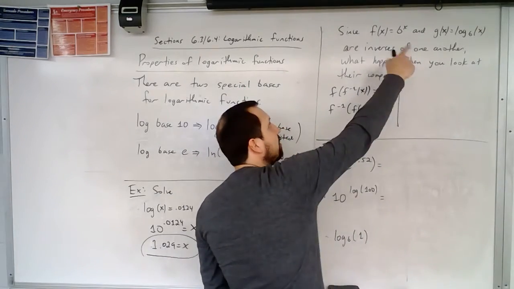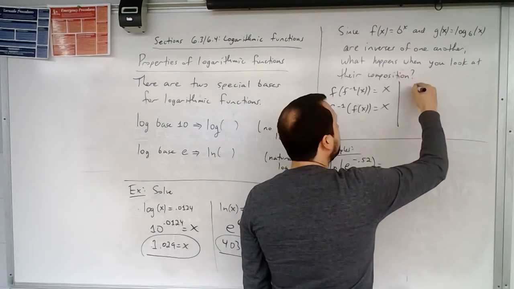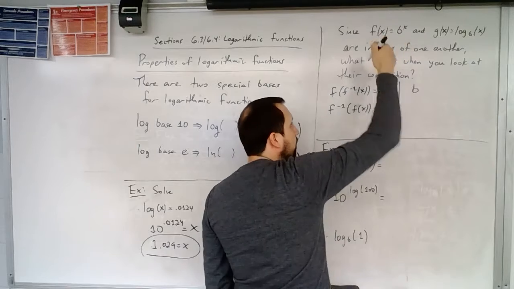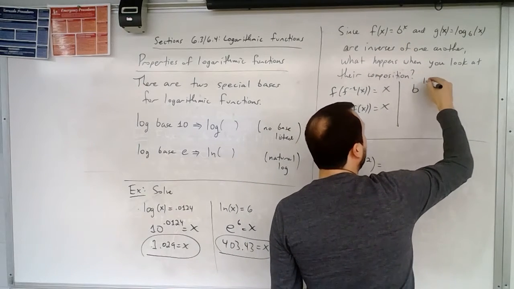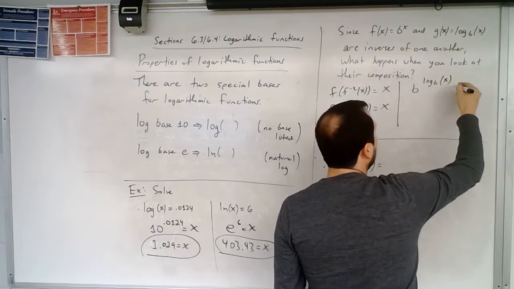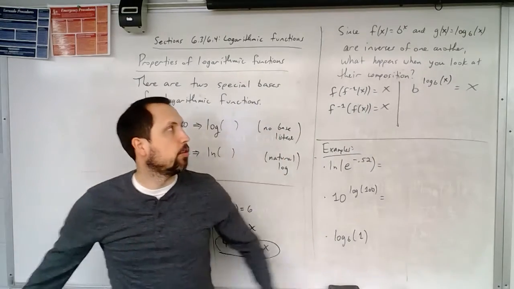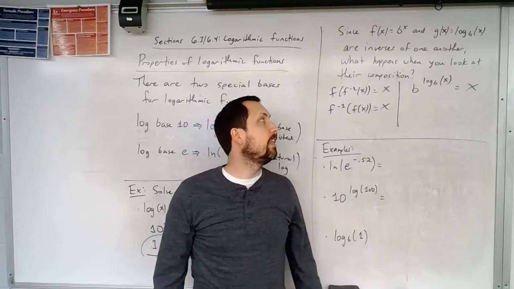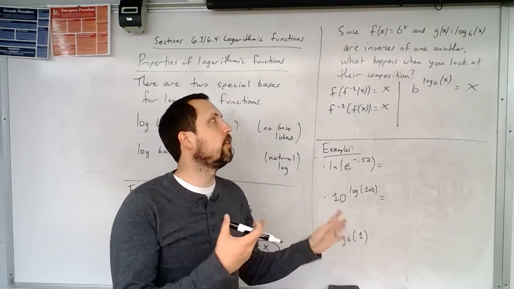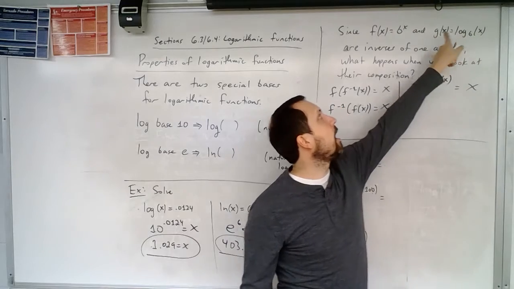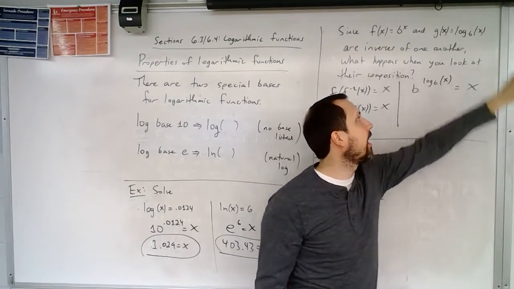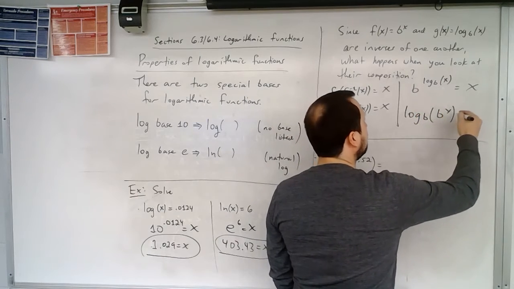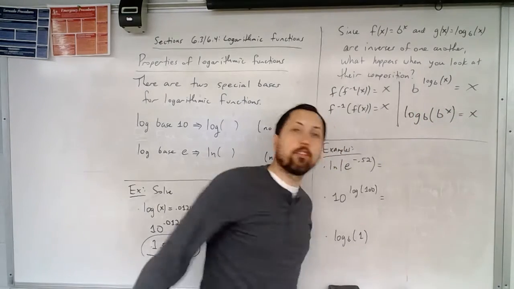In this case, what this says is that if these are inverses, if I put in log base b of x wherever the x is, I have b raised to the log base b of x. This is equal to x. So whatever number's there, that becomes the answer. Similarly, if I do the composition the other way, if I have log base b of b raised to the x, that is also equal to x.